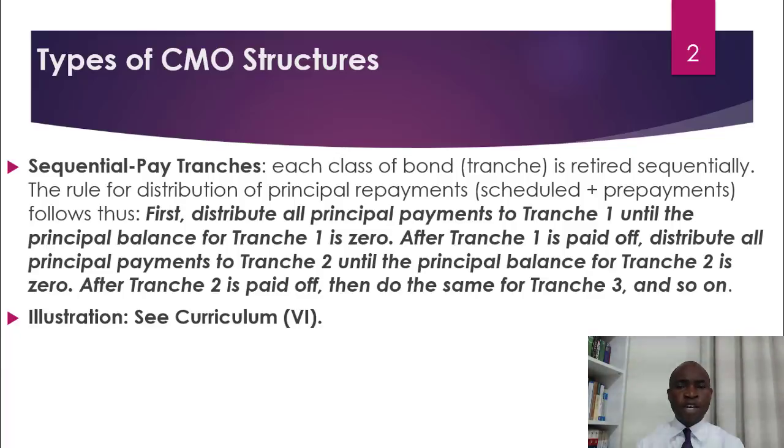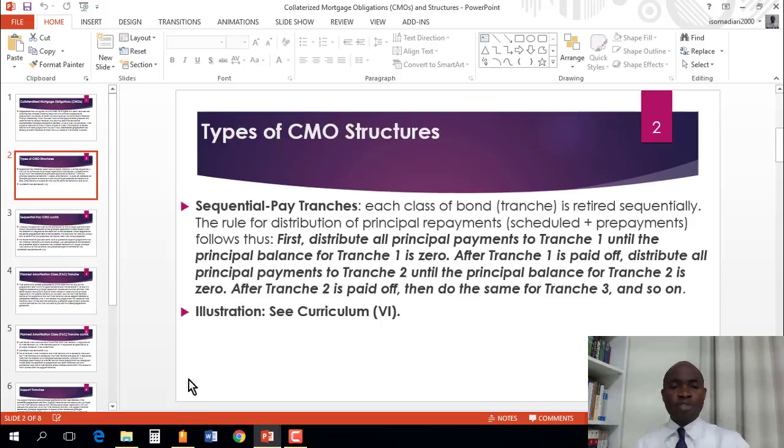Now, let's see the rule here. First, distribute all principal repayments to tranche 1 until the principal balance for tranche 1 is 0. After tranche 1 is paid off, distribute all principal payments to tranche 2 until the principal balance for tranche 2 is paid off or is 0. After tranche 2 is paid off, then do the same for tranche 3, and so on and so forth. What you are doing here is you are paying the different tranches in sequence to manage either contraction risk or extension risk. Let's take an example from the curriculum to illustrate sequential pay tranche.